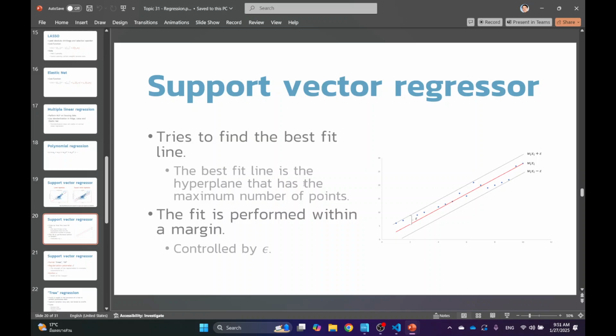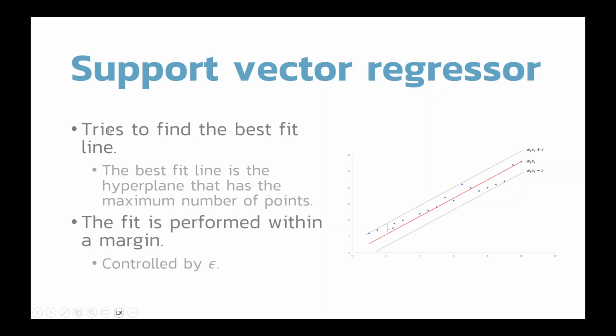Okay, so again, this is what I just mentioned. It's trying to find the best fit of the line. So the best fit is the line that includes all the points in here. And then the width of the line is controlled by this parameter called epsilon. So you can adjust it to make sure your model fits what you want.